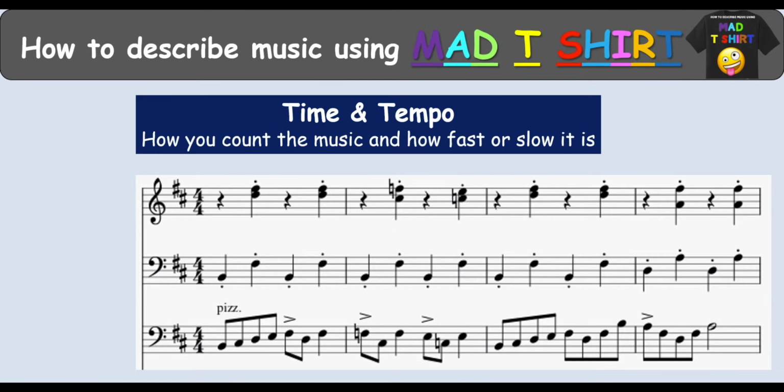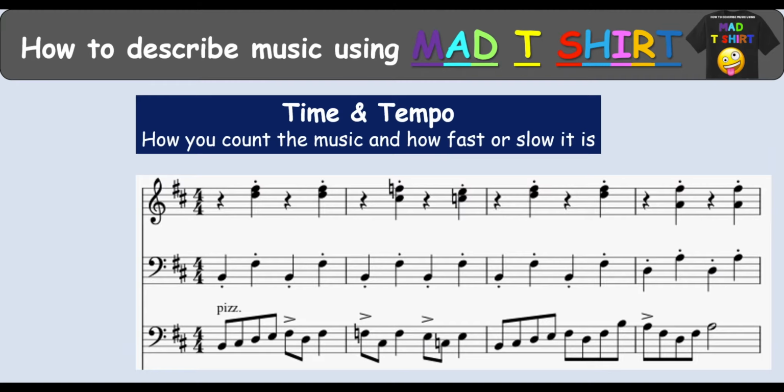Okay, so let's put some of these concepts into practice. First of all, we are going to look at 2 elements of music that are very closely linked: time and tempo. Every piece of music has a pulse. This is the underlying regular beat of a piece of music.